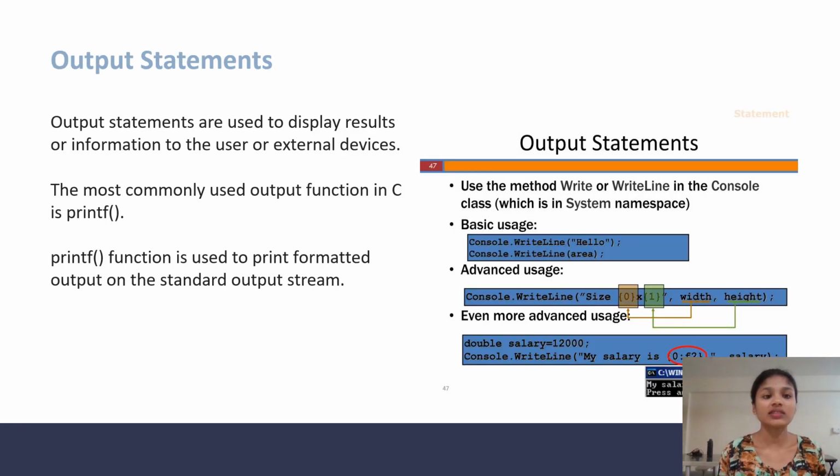Output statements in C. Output statements are used to display the result or information to the user or external devices. The most commonly used output function in C is printf. The printf function is used to print formatted output on the standard output stream. Any data set name appearing in the output statement must also appear in the data statement. The output statement is more powerful than the others. It gives a way to write observations to multiple data sets.